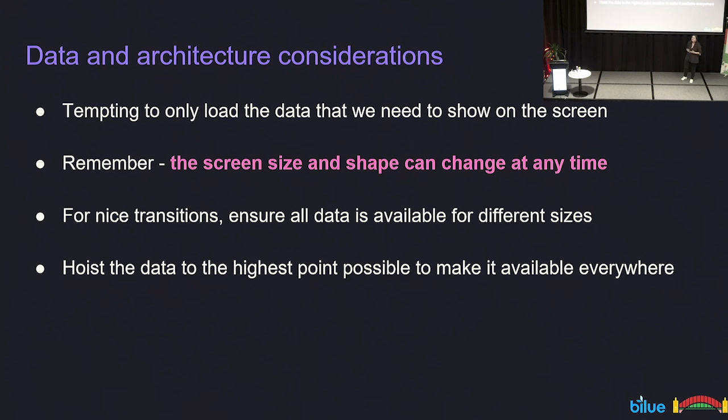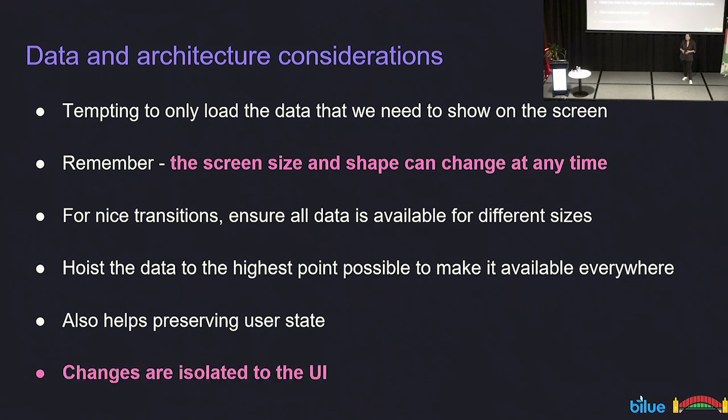So you want to hoist the data to the highest point possible to make it available everywhere. And this also helps preserve the user state. So if we've got that at a high point, we can use that for all our composables. And this means that the changes for the foldable and the tablet view and the multi-window views are all located in the UI. You don't have to be making changes in your view model to say is foldable, is not foldable. It's all in the UI. So it's only one place you need to make those changes.